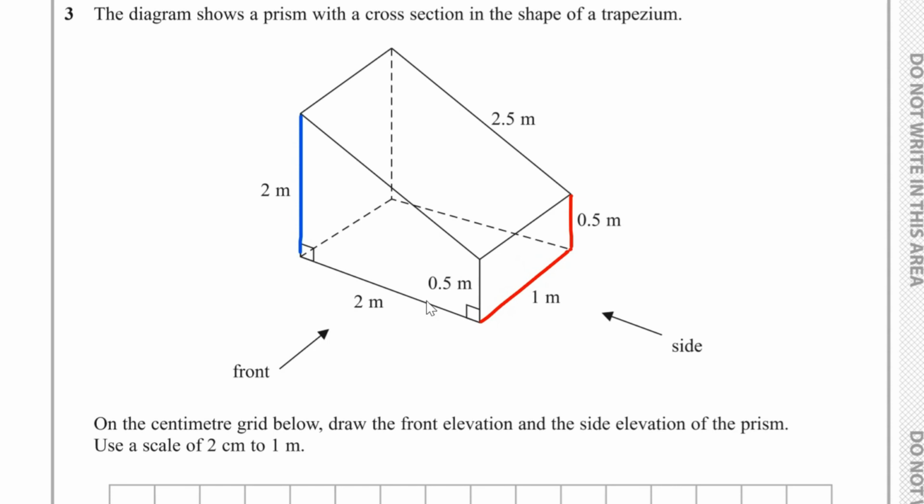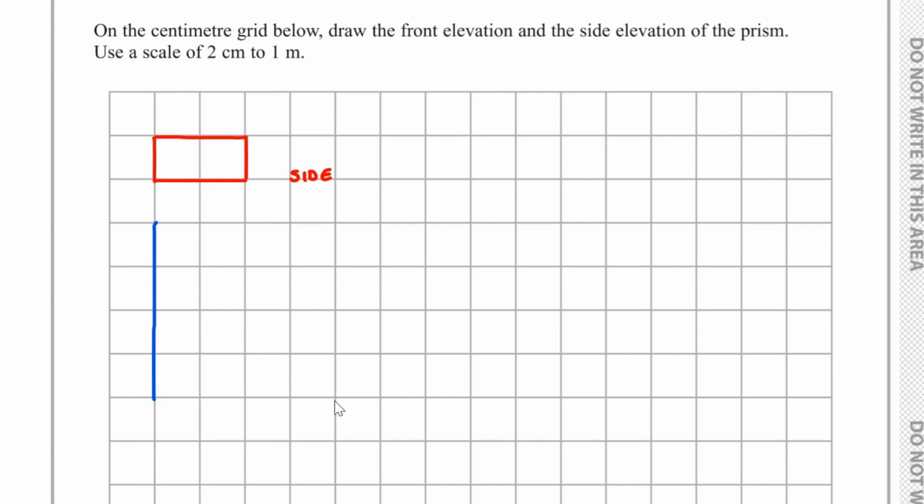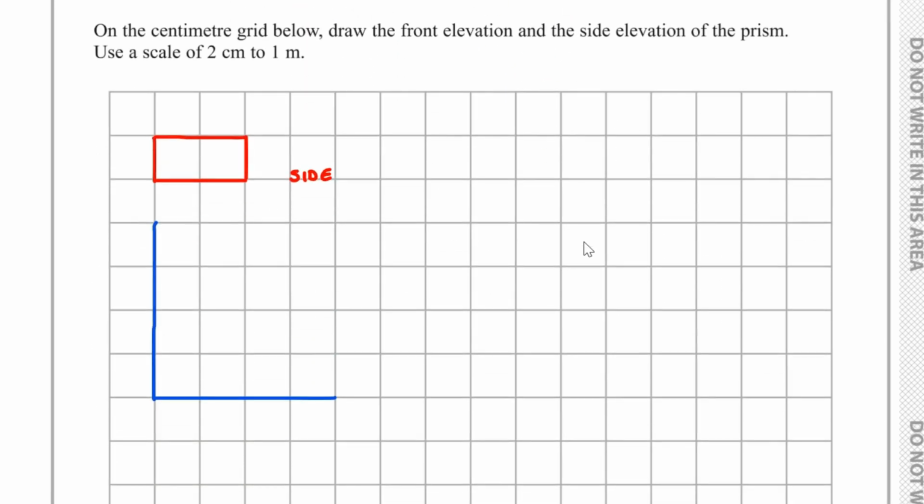We then have 2 meters going this way as well, so that again will be 4 centimeters going across here. And the height is 0.5 meters, which we discussed before. That's just 1 centimeter going up, and then we join the line up here to complete the front elevation. So here we've got the front elevation.